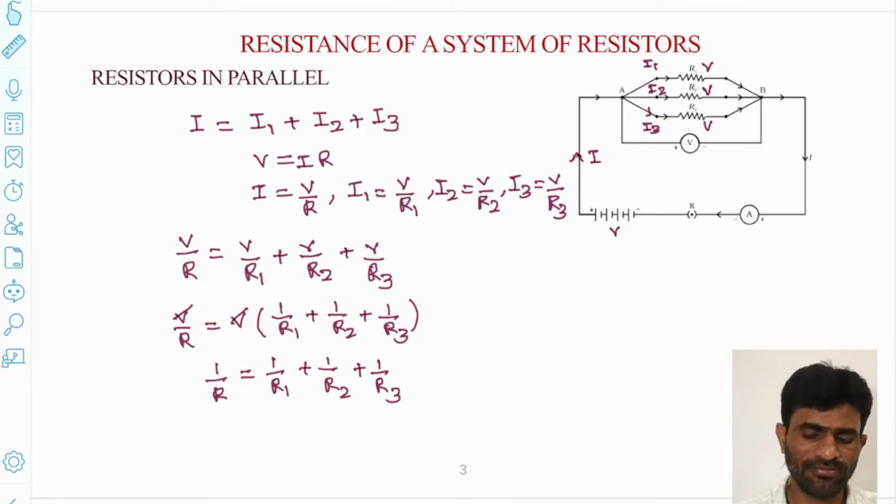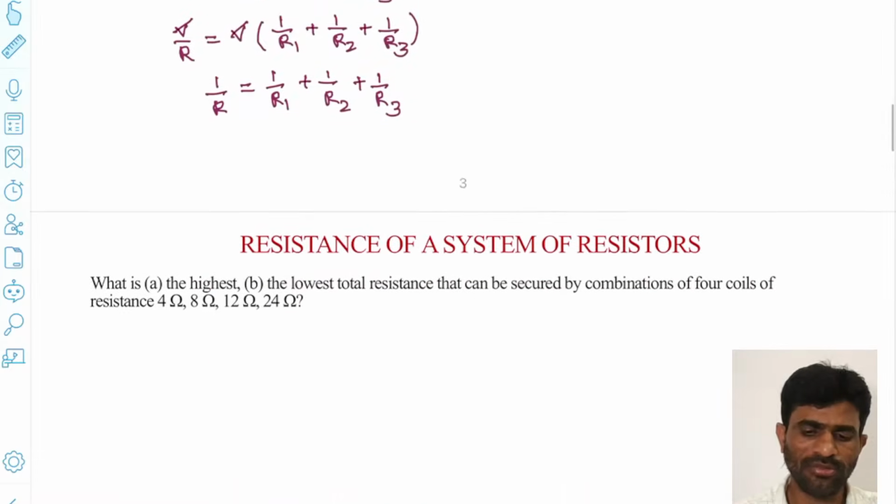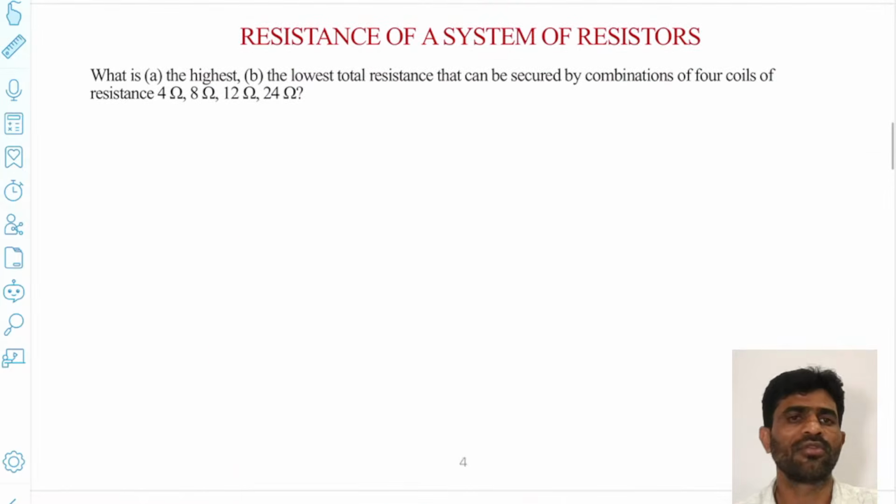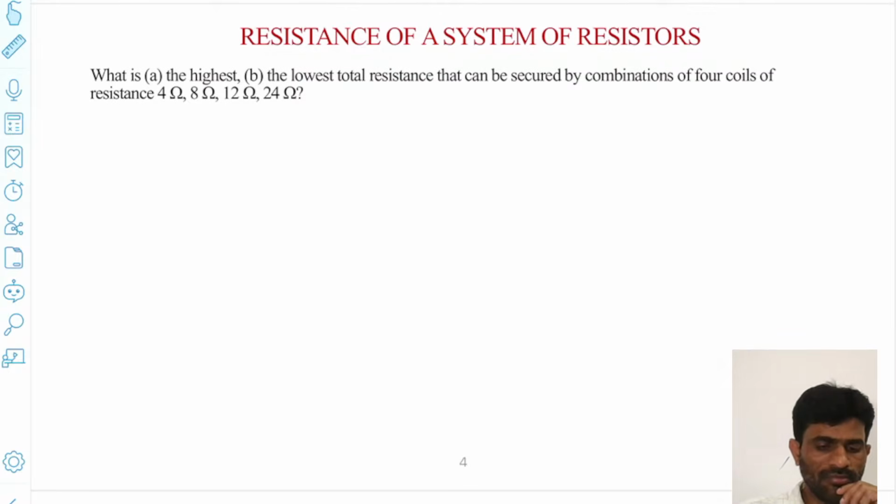Okay, now let's see how the problems are based on these. So first question. This is the first problem. First we have to find the highest resistance, and second we have to find the lowest total resistance that can be secured by the combinations of 4 coils of resistors: 4 ohms, 8 ohms, 12 ohms and 24 ohms.